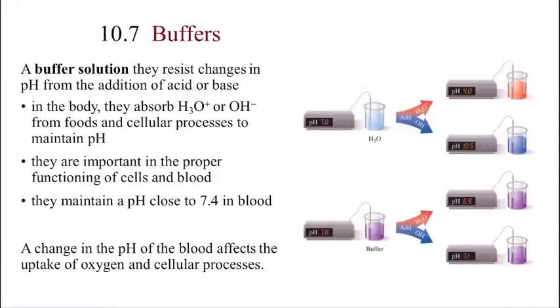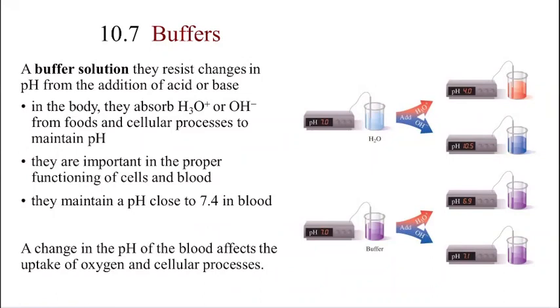Then let's move on to the next concept, which is buffers, okay? So buffers are going to be solutions that resist changes to pH when you have added acid or added bases, okay? In our body, understand that hydronium or hydroxide that may be present in food and cellular processes are processed through buffer systems. We have several buffer systems. We have about 5 of them. The most important one is the blood buffer system, which we are going to talk about in class.